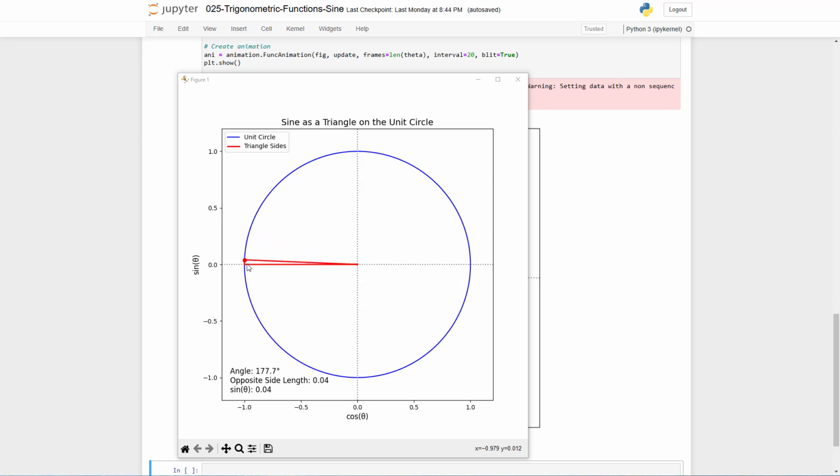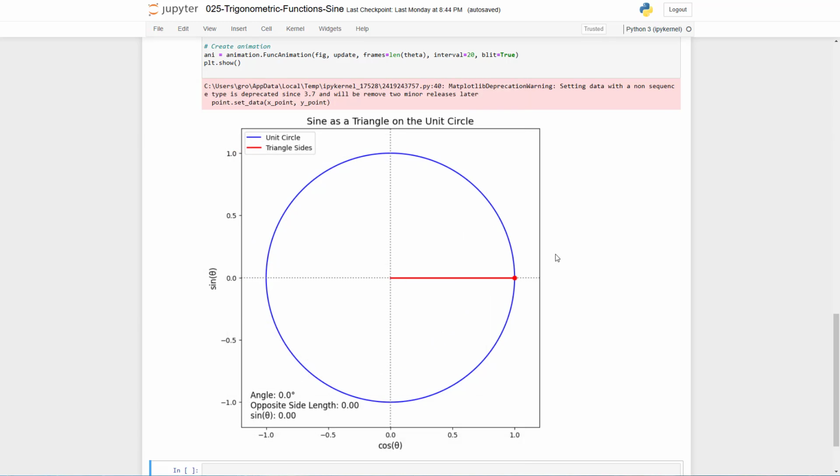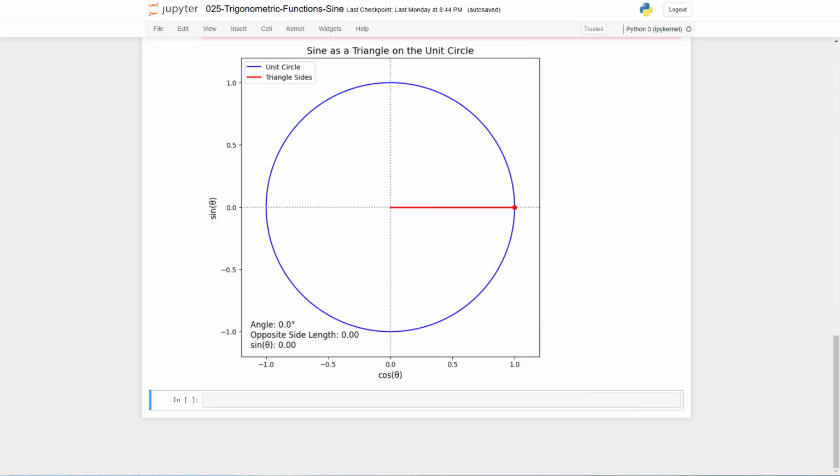For example, this is the reason why sine is 0 whenever we talk about 0, because the opposite side is going really towards 0, and the hypotenuse is going through 1. So that's why it's 0. And here, whenever it reaches 1, the opposite side and the hypotenuse are matching each other, so that's why it is 1. So yeah, this is how it is.